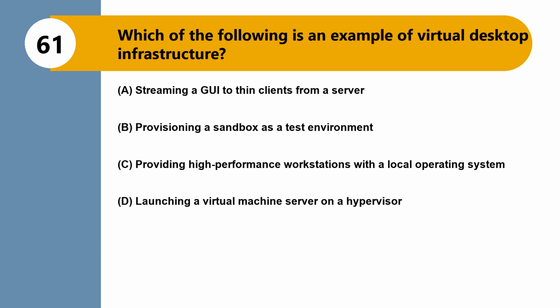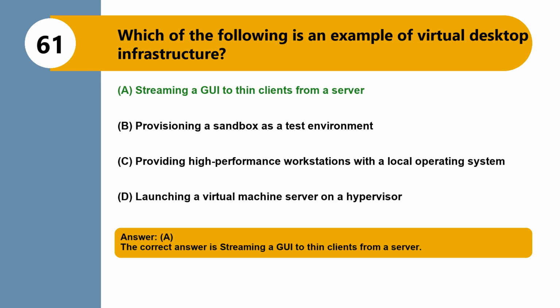Question 61. Which of the following is an example of virtual desktop infrastructure? Option A, streaming a GUI to thin clients from a server. Option B, provisioning a sandbox as a test environment. Option C, providing high-performance workstations with a local operating system. Option D, launching a virtual machine server on a hypervisor. The correct answer is option A, streaming a GUI to thin clients from a server.